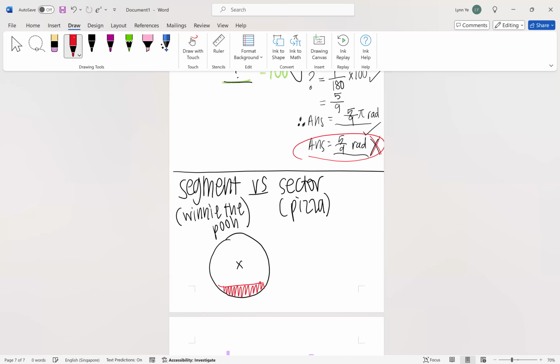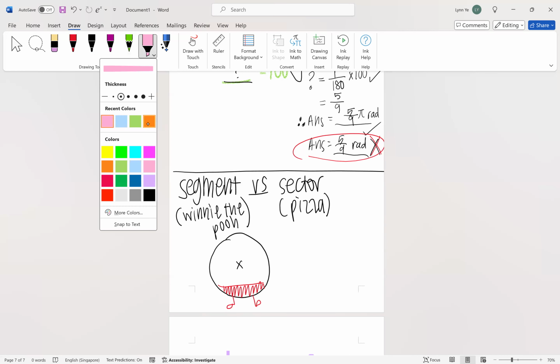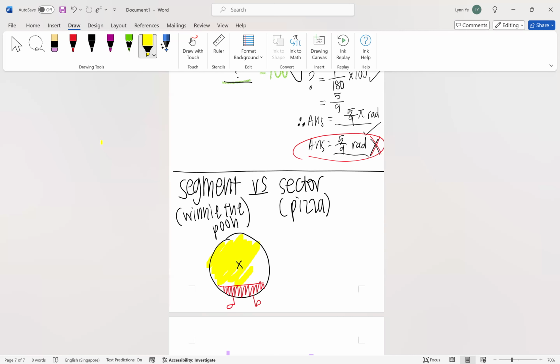So Winnie the Pooh's pants is red. This is Winnie the Pooh. Winnie the Pooh is yellow or orange? Yellow. Okay, so we focus on Winnie the Pooh's stomach. The yellow one is actually called the major segment. The Winnie the Pooh stomach is called a major segment.